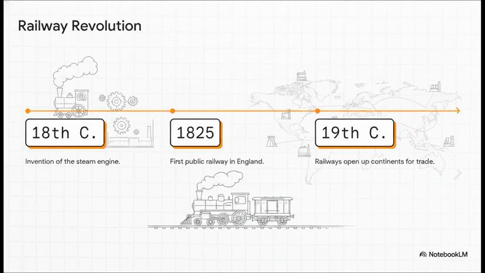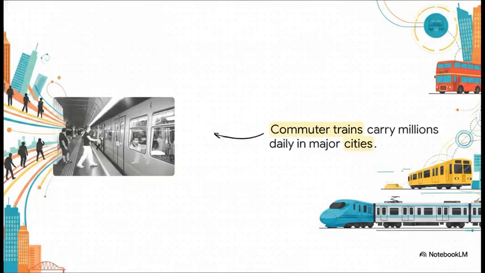By the 19th century, railways had just exploded in popularity. And they did something truly incredible. They quite literally opened up the deep, untouched interiors of continents, like North America, allowing for massive commercial farming, intensive mining, and booming manufacturing. But it's really not all about moving grain and coal.